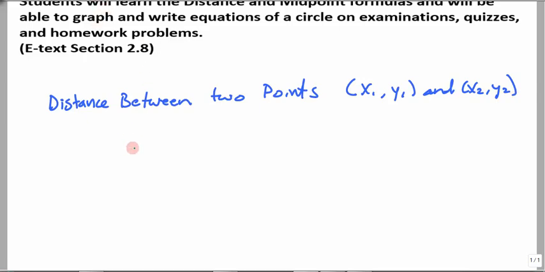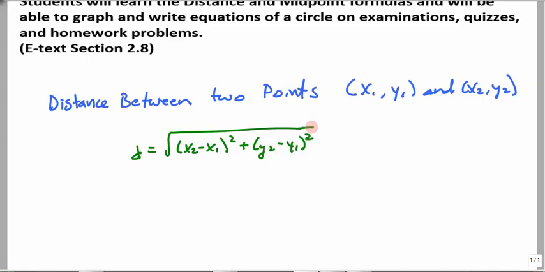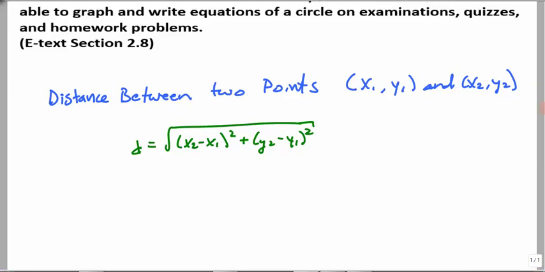Well, the distance between these 2 points then is the square root of the difference in the x plus the difference in the y, and each of those individual values are squared. So the difference in the x values, quantity squared, plus the difference in the y values, quantity squared. And I add those together after I square them and take the square root, and that's my distance formula. And this just comes directly from Pythagorean's theorem.